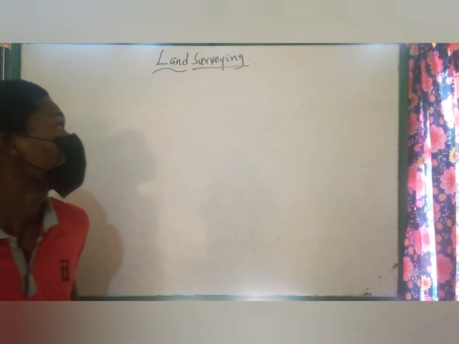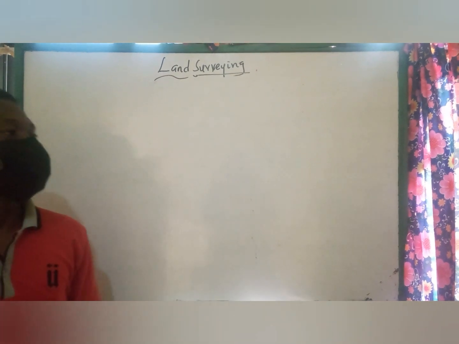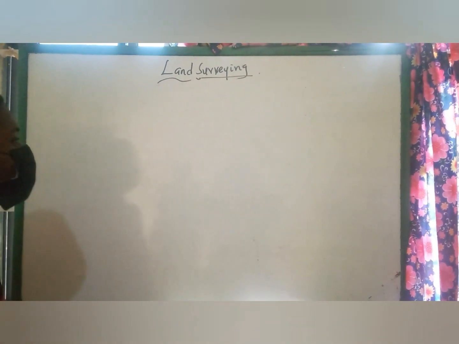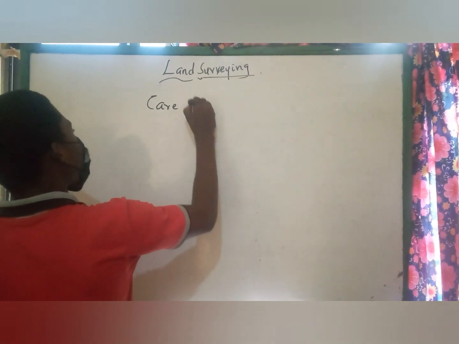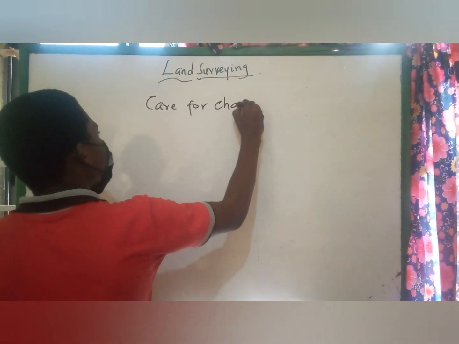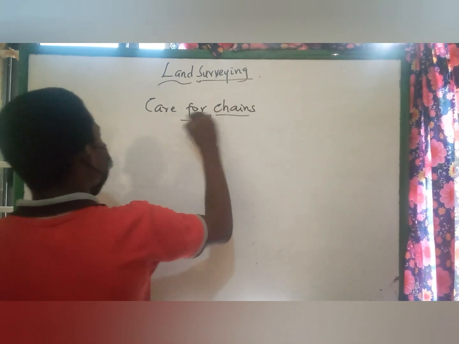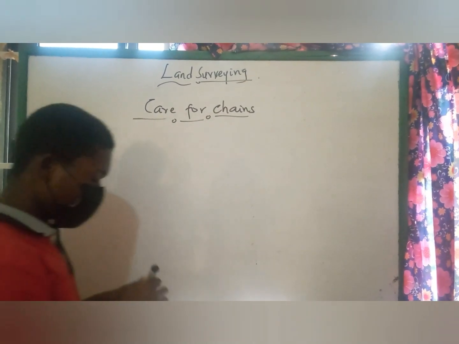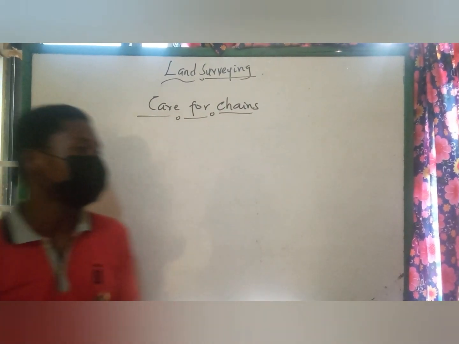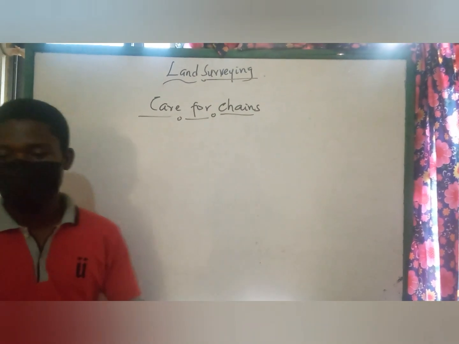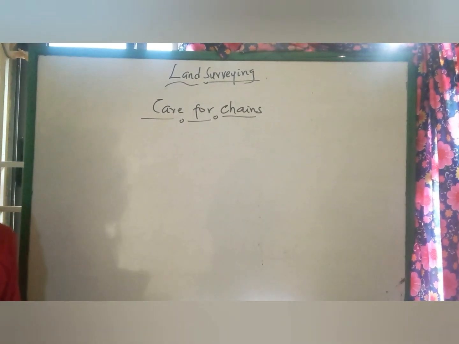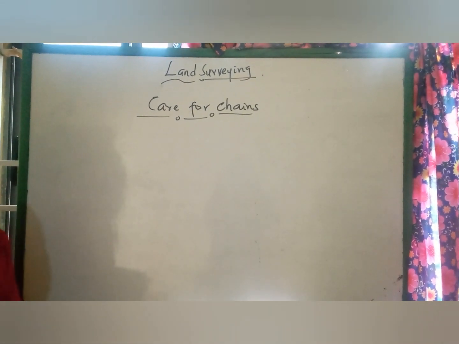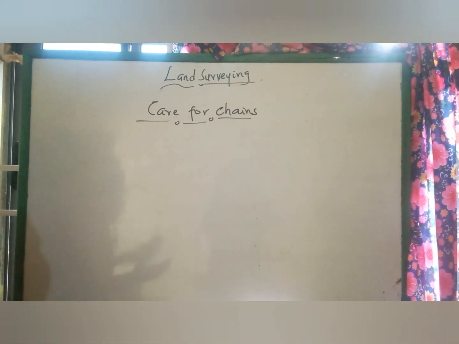In today's session, we are still going to talk about land surveying, and today we are looking at how to care for chains. So when you have a faulty chain, you can't go to the field using your faulty chain unless you want to do some systematic calculations at the end of your survey. But there are 5 simple steps you can follow to correct your faulty chain.